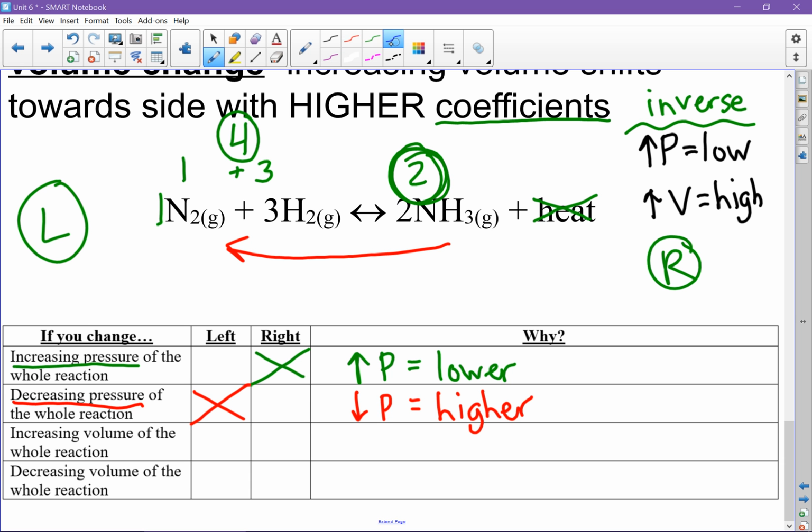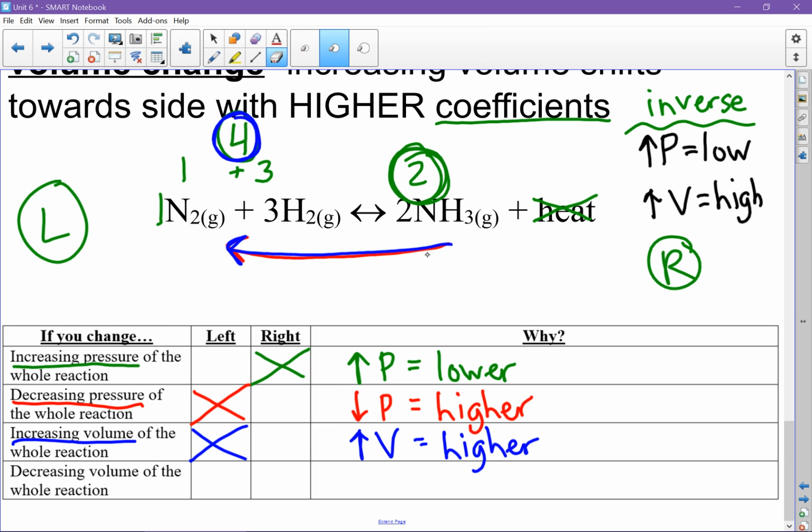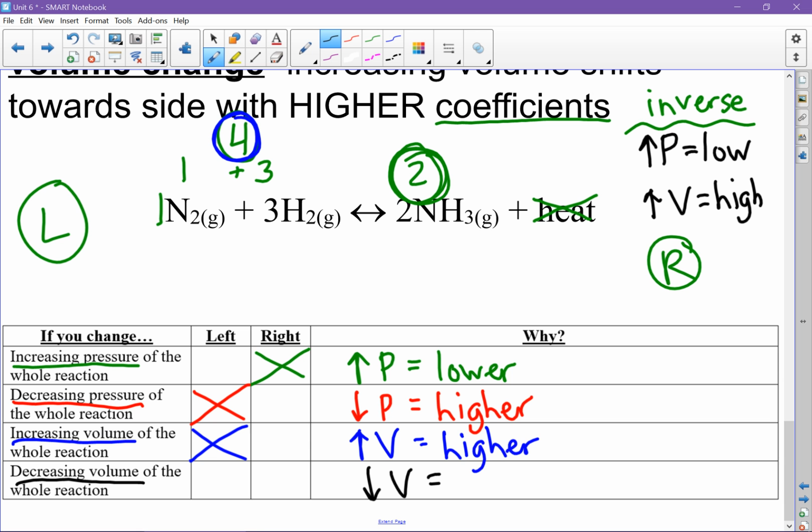Now let's talk about changing the volume. If I increase the volume, increasing the volume means that we're going to go higher. Again, the higher side of coefficients is the total of 4 over here, so you're going to go that direction. That is to the left. So that means the opposite of that would be if I decrease the volume, right at the y, then we are going to go lower. The lower total coefficients is on this side, so the reaction would shift in this direction, which is to the right.